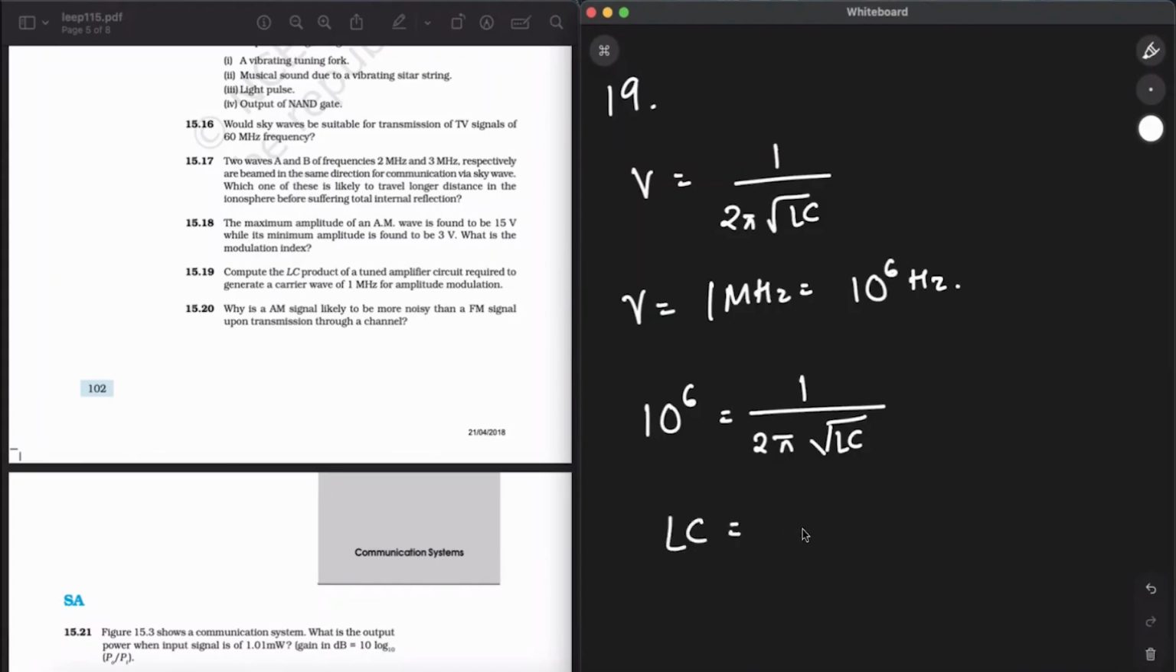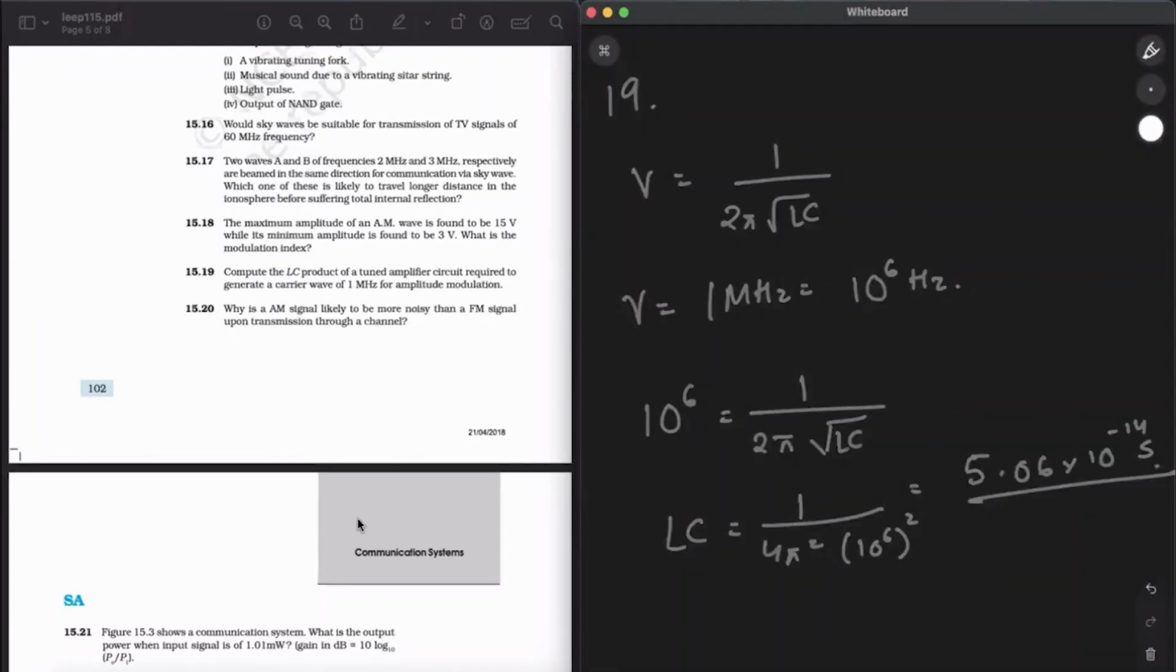Then we can write LC as 1 upon 4 pi square into 10 to the power of 6 square, and that will be equal to 1 divided by 4 pi square into 10 to the power of 12, which leaves me with 5.06 into 10 to the power of minus 14 seconds squared. Alright. Hopping on to the next question.